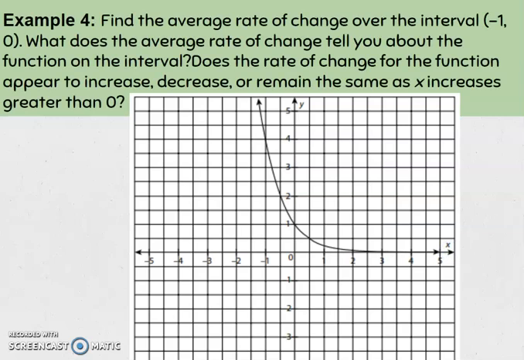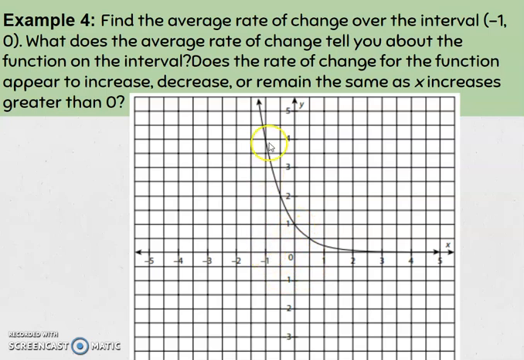All right, in example 4, go ahead and read through the example, pause the video, solve it, and then come on back to the video once you have attempted to solve the problem. In this question, it says to find the average rate of change over the interval -1, 0. What does the average rate of change tell you about the function on the interval? And does the rate of change for the function appear to increase, decrease, or remain the same as x increases greater than 0? So the interval that I'm going to be using, this -1, 0, means when x is -1 and when x is 0, what is the average rate of change there?